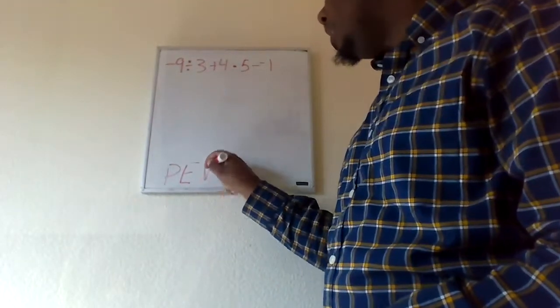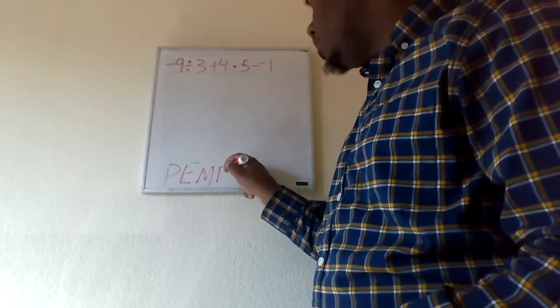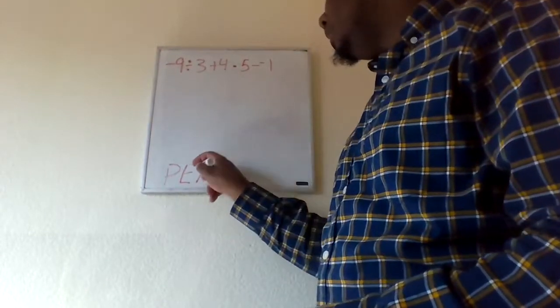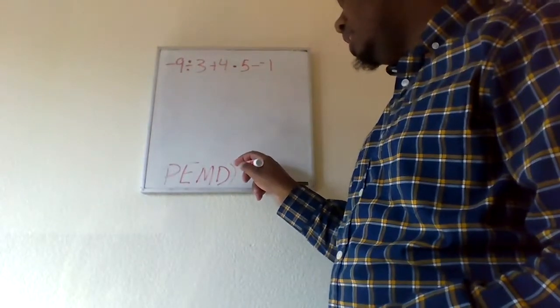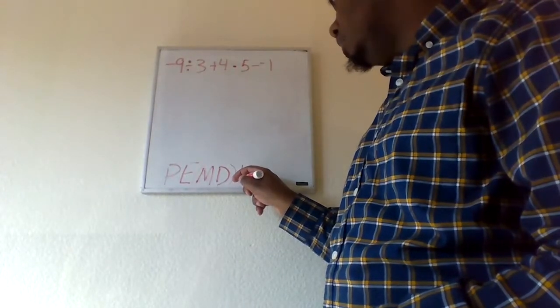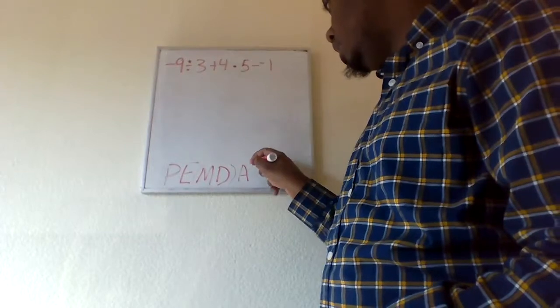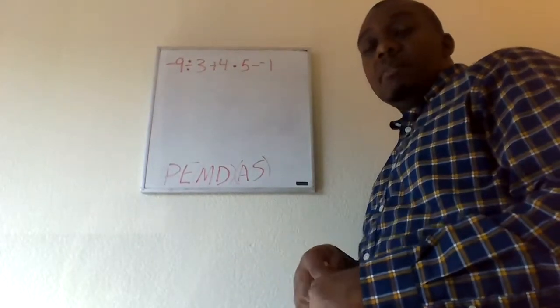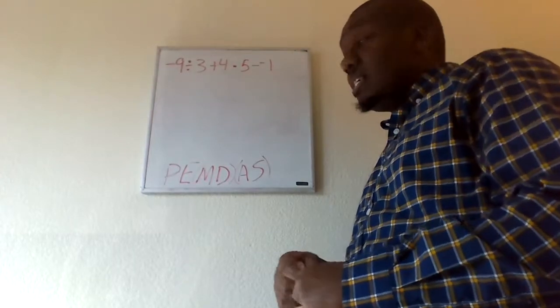Then we looked at multiplication or division as it goes from left to right. And the last thing we looked at was addition and subtraction as it occurred from left to right. A lot of times people think of this as PEMDAS.